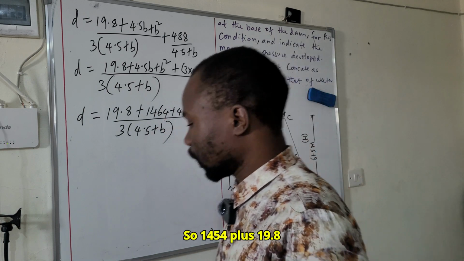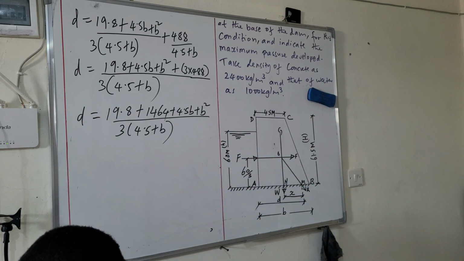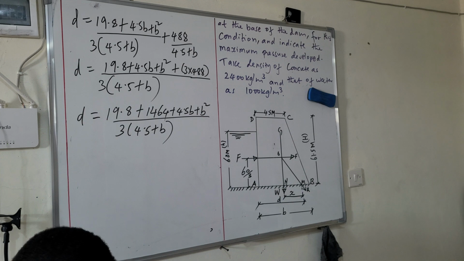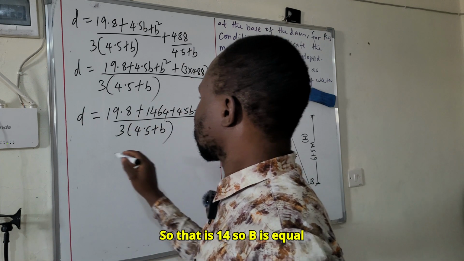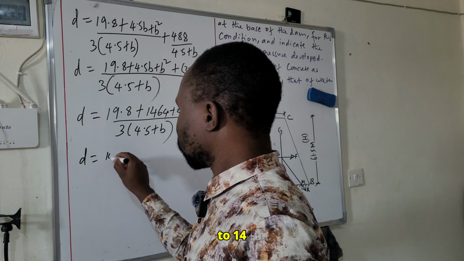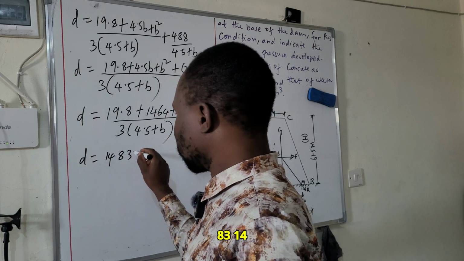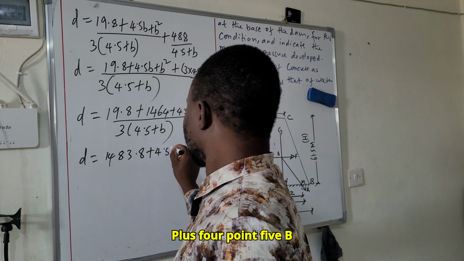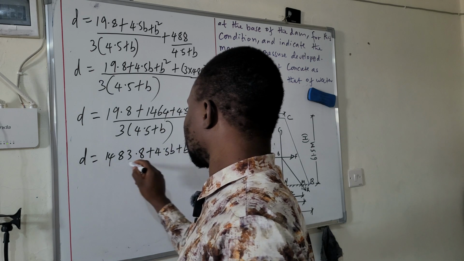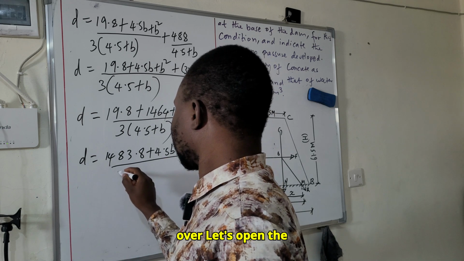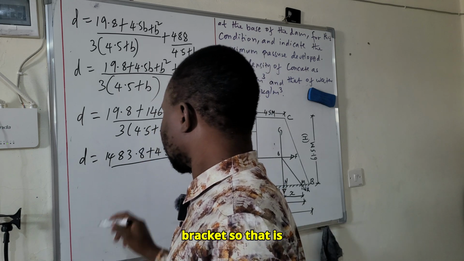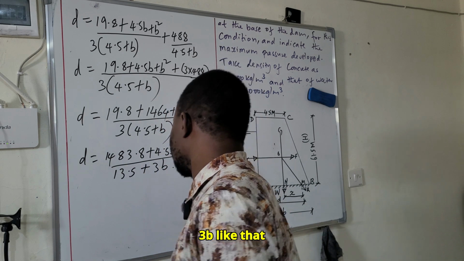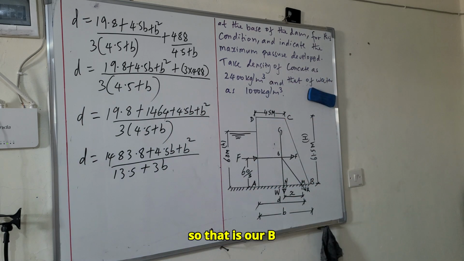So 1464 plus 19.8, so that is 1483.8. So D is equal to 1483.8 plus 4.5b plus b square over, let's open the bracket, so that is 13.5 plus 3b, like that. So that is our D.